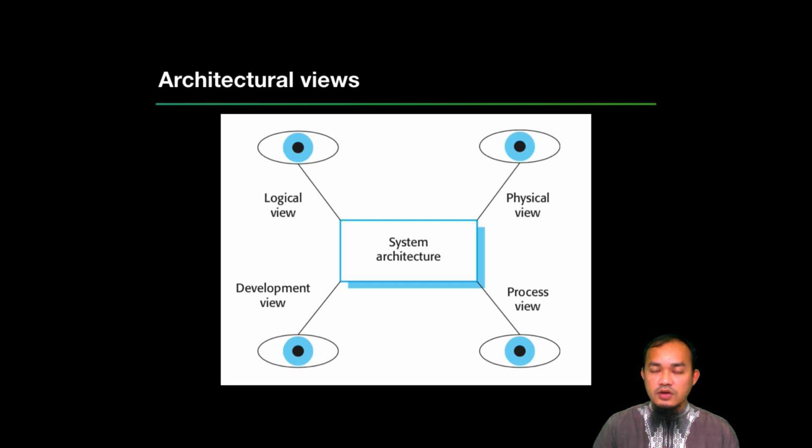There is architectural design. But different people have different perspectives and see architecture in different views. A developer sees the architectural view in terms of how to develop the architecture, or how this architecture can help in development. In the logical view, they see how the system is organized into a big system using components.